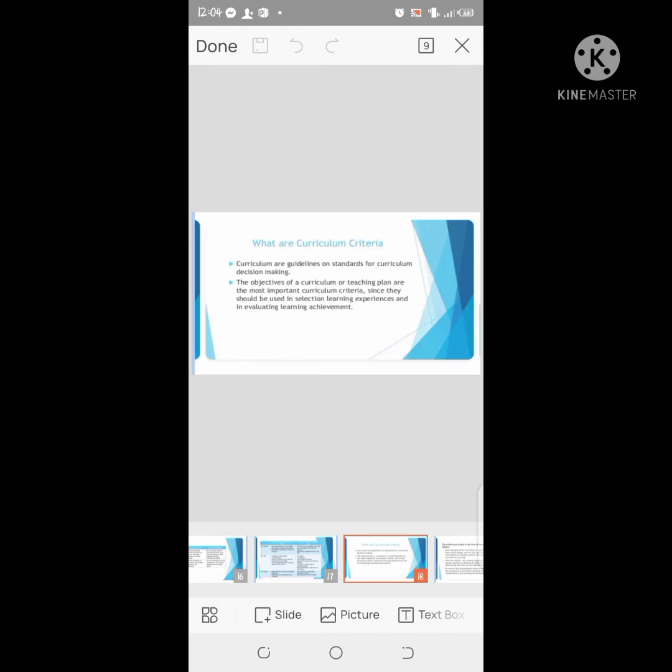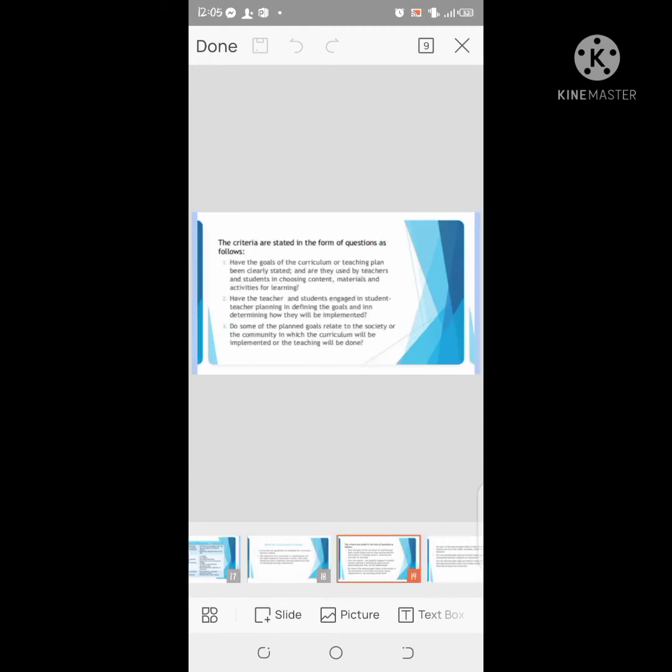So, we all know already what objectives are. Objectives are the learning outcomes that students attain at the end of the discussion or at the end of the class. Since they are objectives, they should be used in selecting learning experiences and evaluating learning achievements. So, objectives are about learning achievement: what the students have learned at the end of the class, at the end of the lesson, or at the end of the semester.